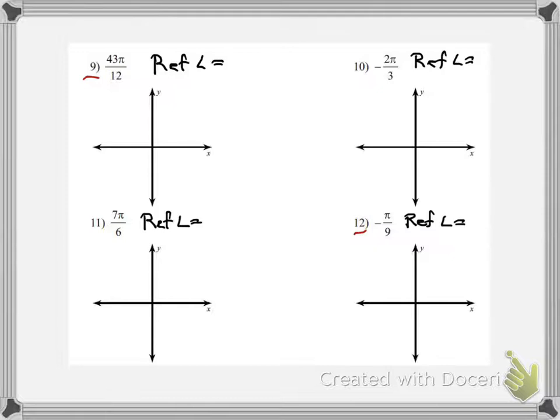Okay. I'm going to use that technique that I just did, and I'm going to say 43 pi over 12 is going to be 12 goes into 43 3 times. 7 left over. So 3 and 7/12 of pi.